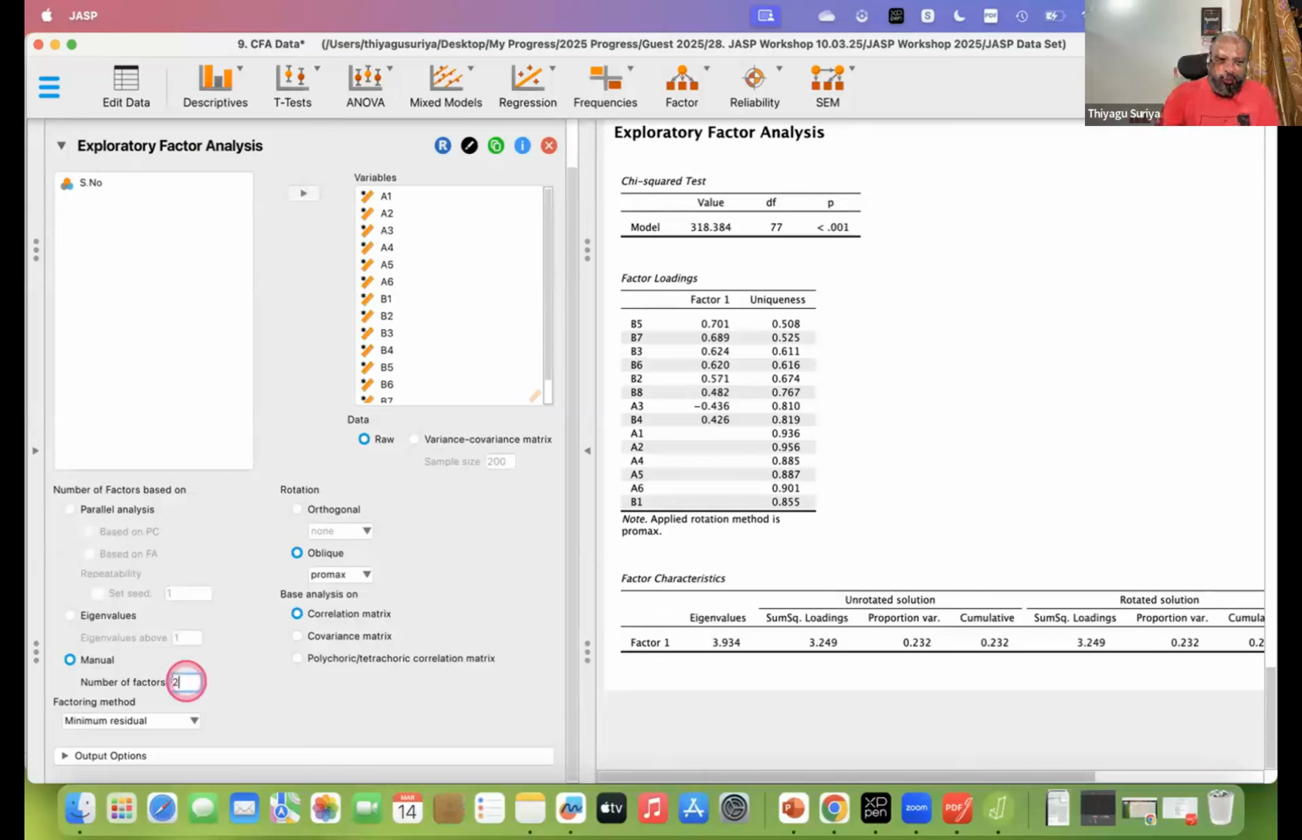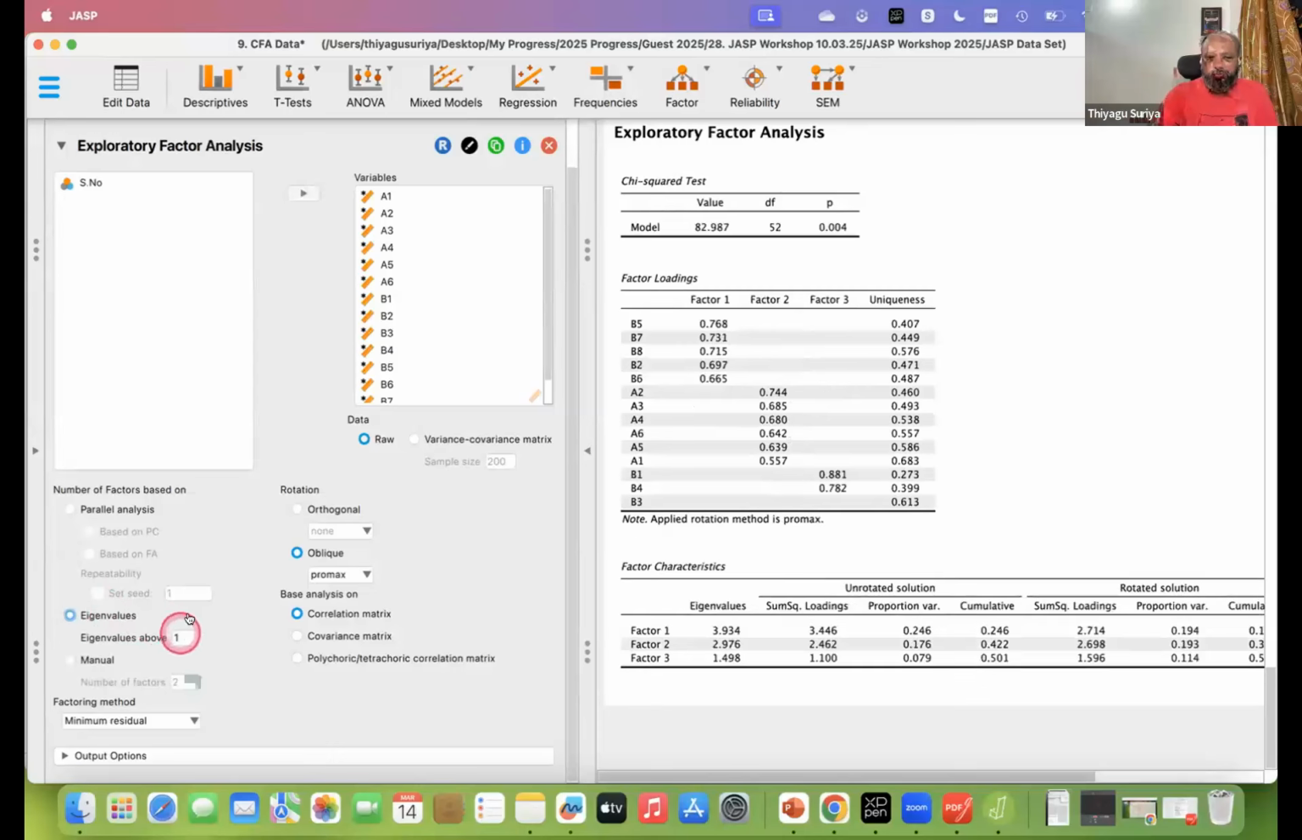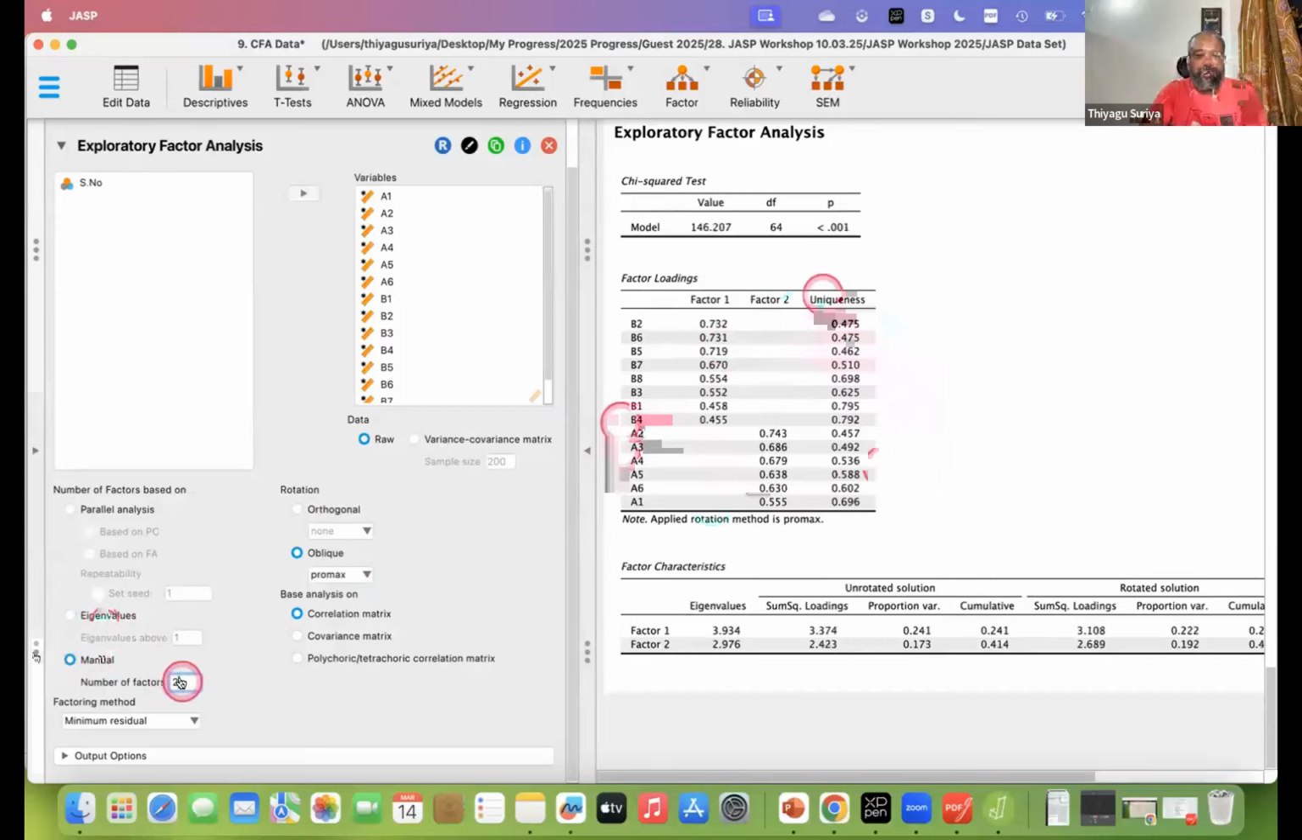Otherwise, go with the eigenvalue. An eigenvalue more than one is fine. If you go with an eigenvalue more than one, three factors emerge. Are you able to see the three factors? Yes. Suppose I don't want this and I want to keep only 2 factors, I keep the 2 factors. Now you can cross check whether the items are lying in the same dimension. Are you able to see this? The factor 1, no.